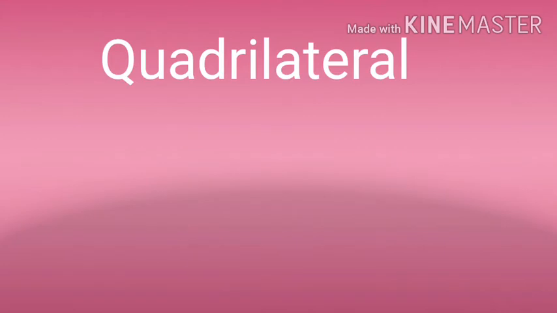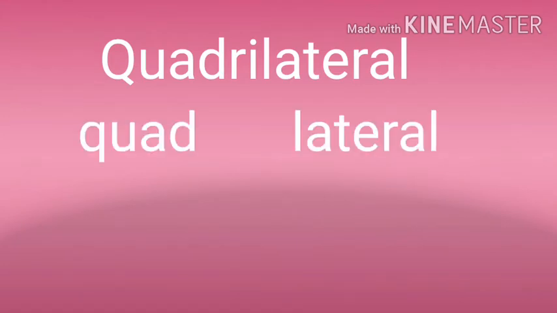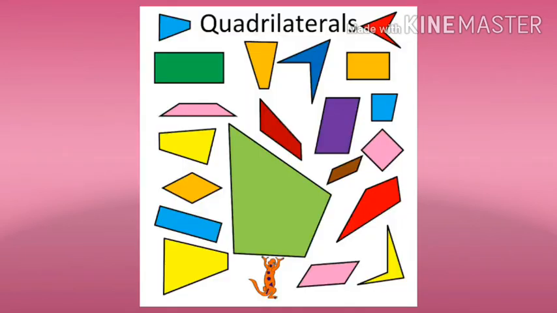Next, the word quadrilateral is derived from two Latin words: quad and lateral. Quad means four and lateral means sides. So a four-sided figure or polygon is called a quadrilateral. As you can see, all the shapes on the screen have four sides. For example, this shape has four sides: 1, 2, 3, 4. Consider any other shapes, they will also have four sides.